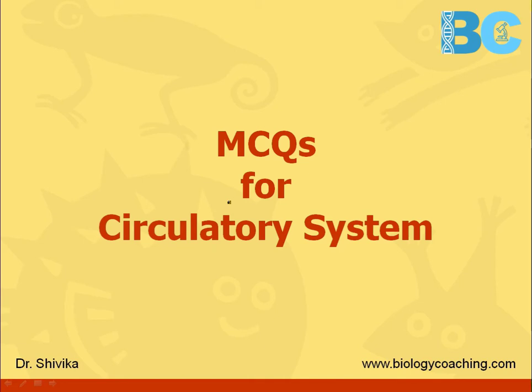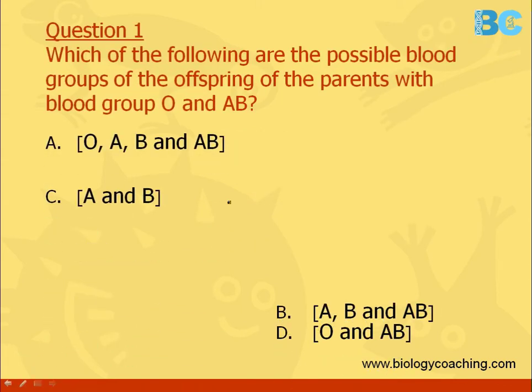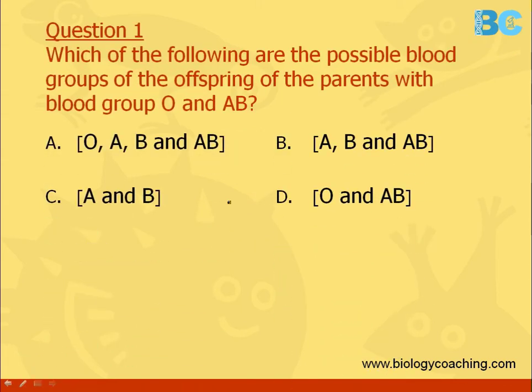Hello students, today we will discuss the MCQs for the circulatory system. Our first question is, which of the following are the possible blood groups of the offspring of the parents with blood group O and AB? The given options are first O, A, B and AB. Second is A, B and AB. Third is A and B, and the fourth one O and AB.